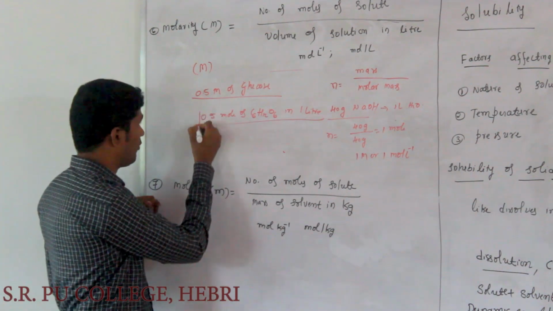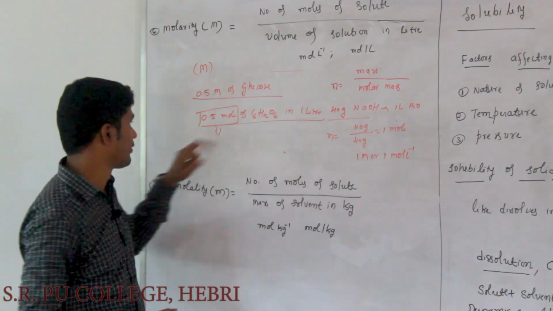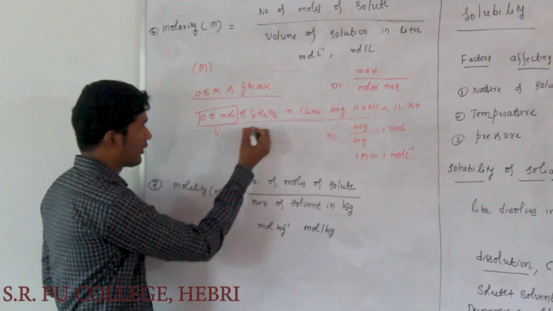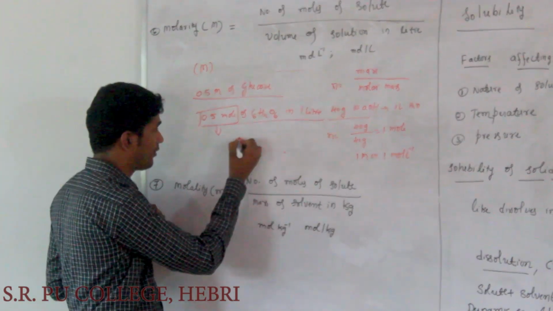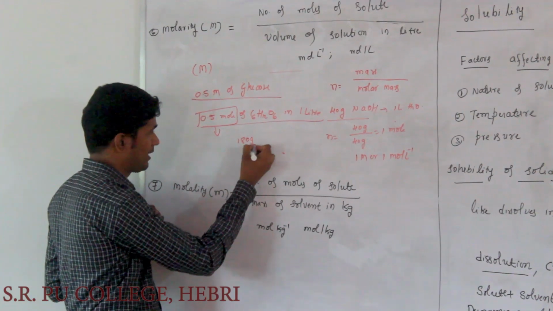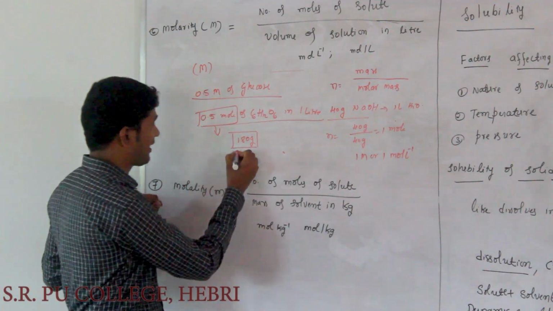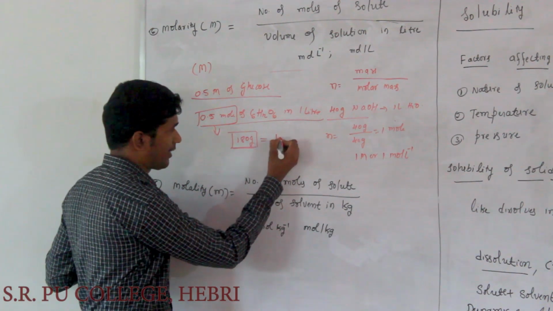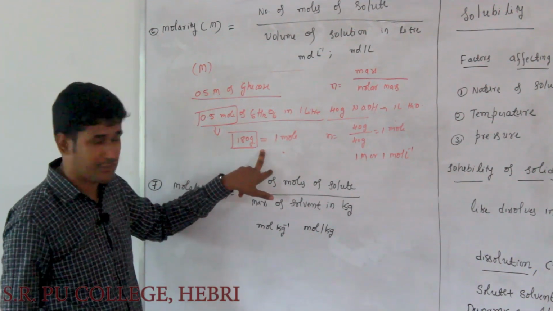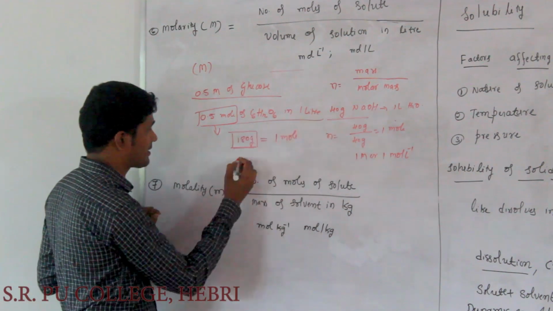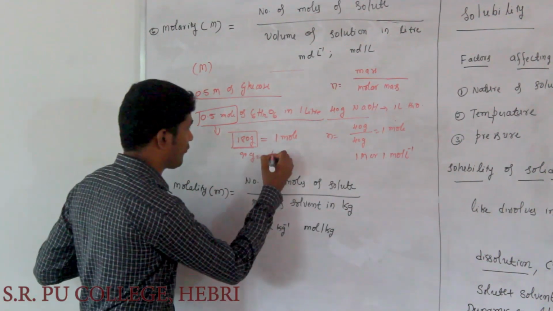So 0.5 mole means how many grams of glucose we have to dissolve? How do you know that? Again, we know the molecular mass of glucose. It is equal to 180 gram. So 180 gram means 1 mole. You can calculate directly: 0.5 mole means how much? It's 90 gram. So 90 gram of glucose means 0.5 mole.